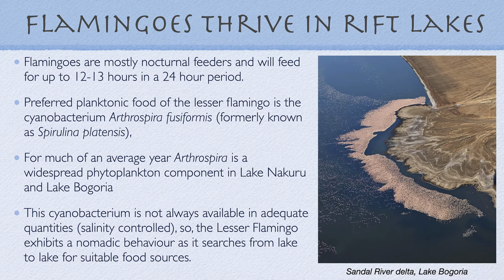And for much of the average year, Arthrospira is a significant phytoplanktonic component in Lake Nakuru and Bogoria and some of the other Rift Valley lakes. And it's the levels of this particular food source, Arthrospira, in the lakes, which, with its fluctuations, tends to control the numbers of the feeding population of lesser flamingos in any particular lake.